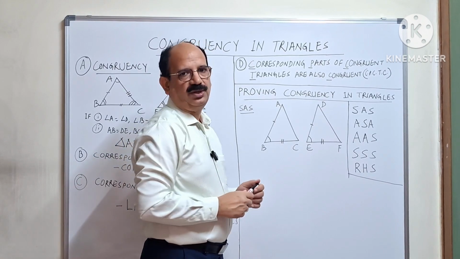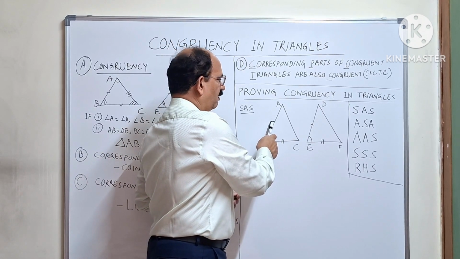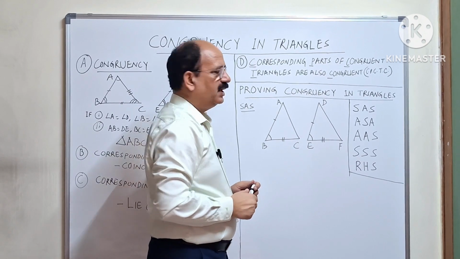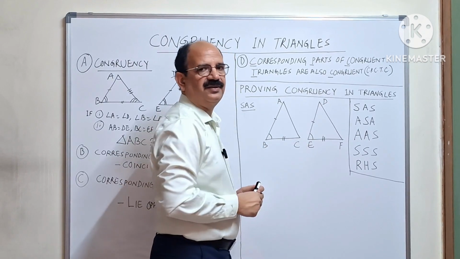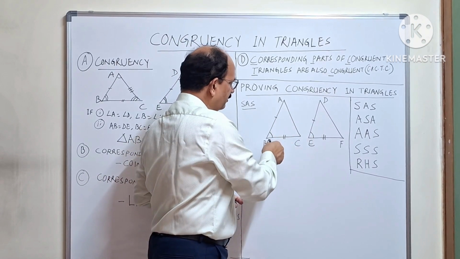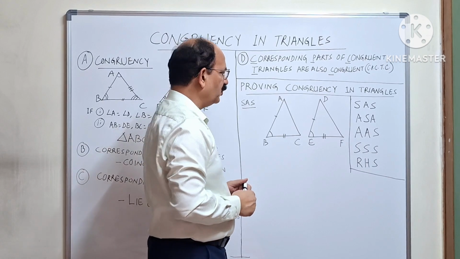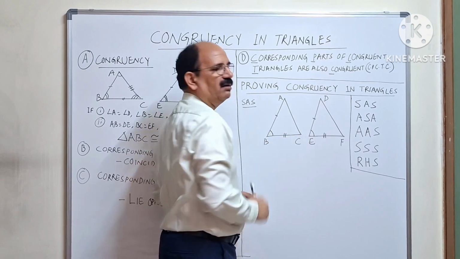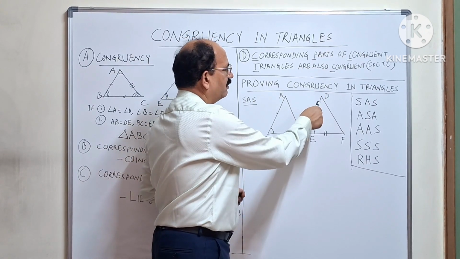In SAS, what you need to prove is that one side of one triangle, like in this case AB, is equal to DE. Another side BC is equal to EF in another triangle, and the intermediate angle, in this case angle B, is equal to angle E. If you are able to prove that in these two triangles, two sides and the intervening angle are equal, then these two triangles will be congruent.